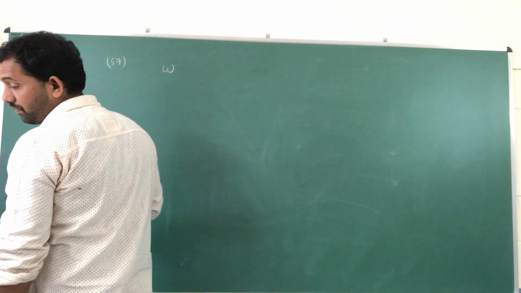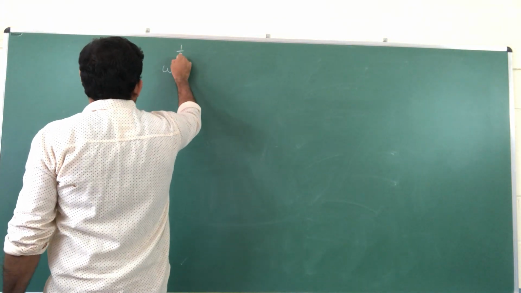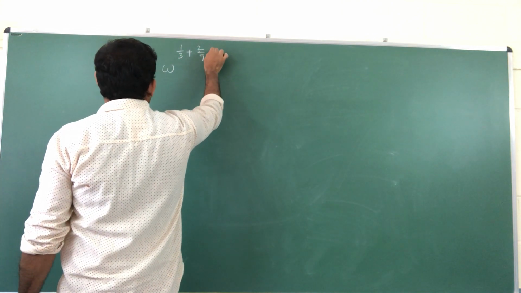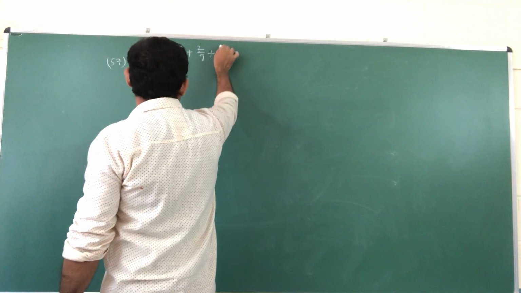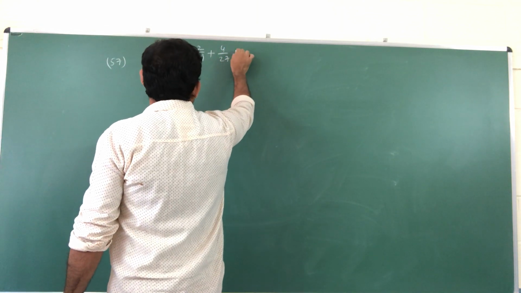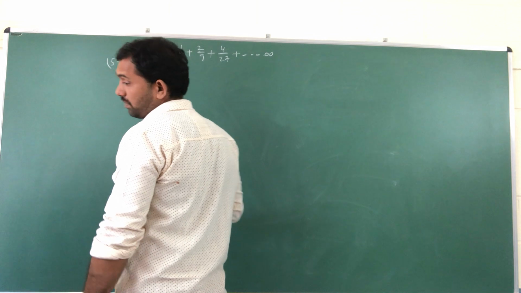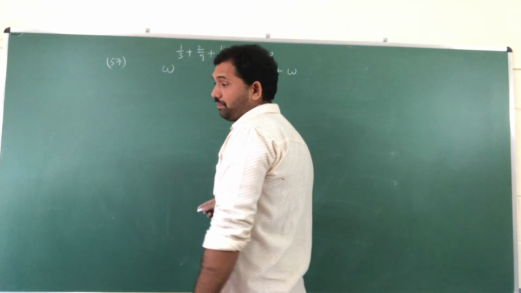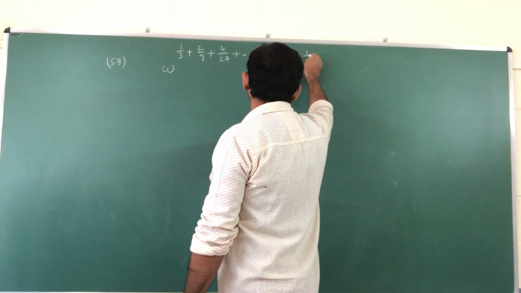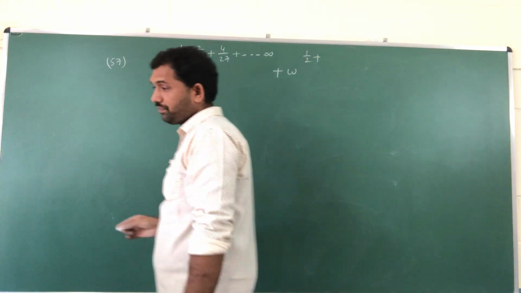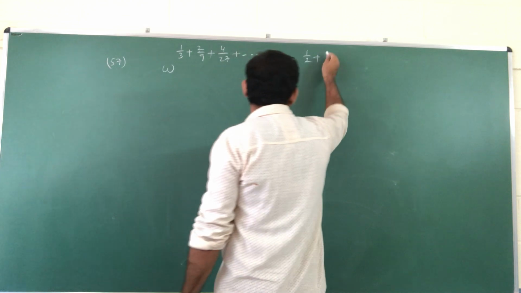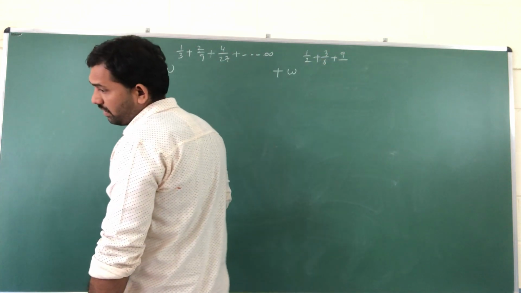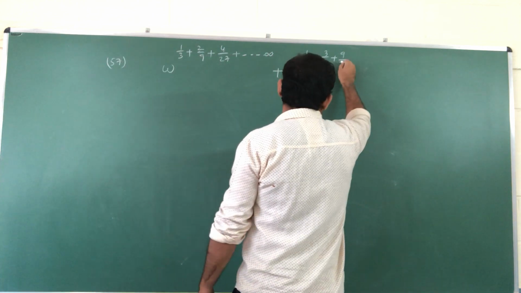ω raised to (1/3 + 2/9 + 4/27 up to infinity) plus ω raised to (1/2 + 3/8 + 9/32 and so on).